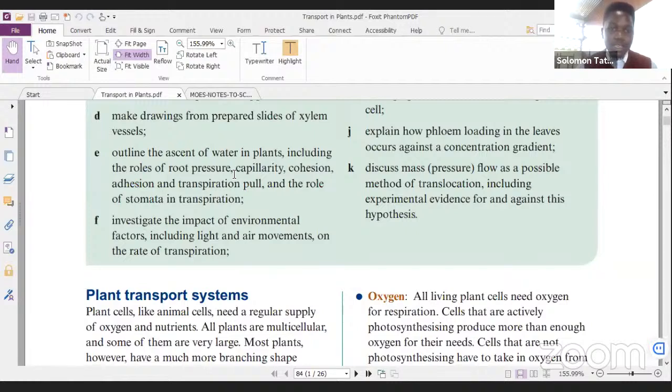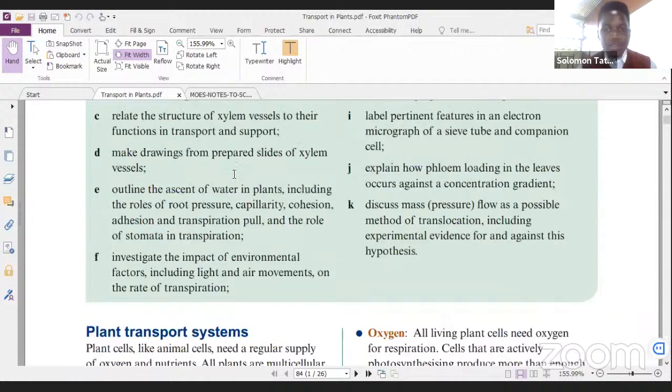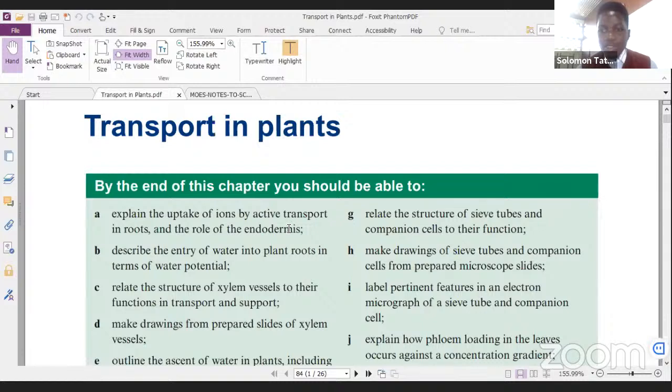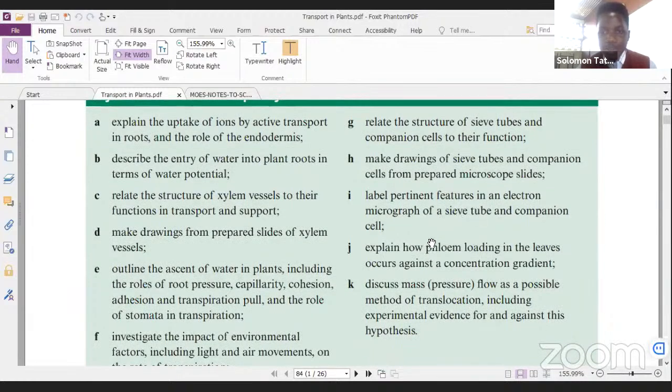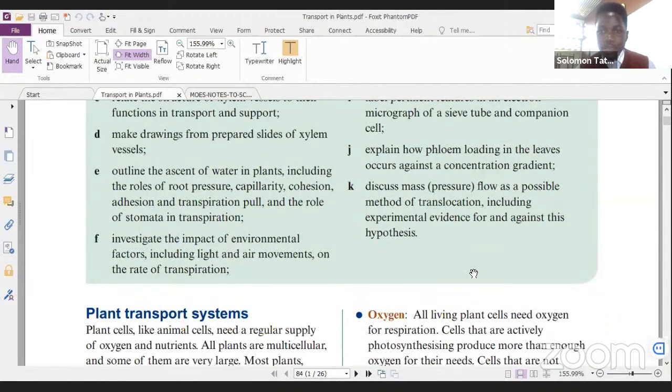And then we shall investigate the impact of environmental factors, including light and air movements, on the rate of transpiration, and the structure of sieve tubes and companion cells and their function. Make drawings of sieve tubes and companion cells. Then there are pictures from an electron microscope to see what phloem looks like, and xylem vessels or tracheids. And then we shall discuss mass flow, translocation, and things like that.